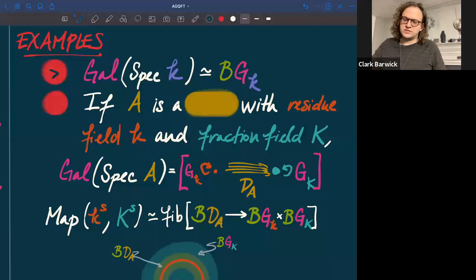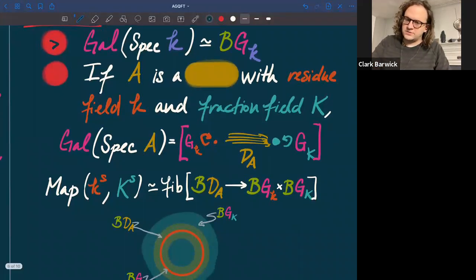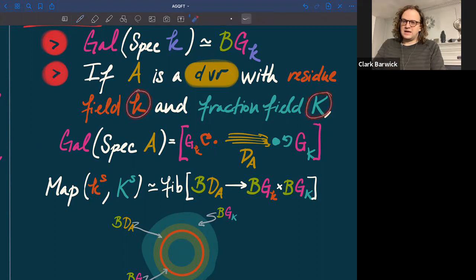But things are a lot more interesting if I take a DVR. So if I take a DVR, A, with residue field little k and fraction field big K, then this Galois category is actually a lot more interesting. So up to isomorphism, it has two objects, this one and this one. This is the closed point and this is the open point of my DVR. The automorphisms of the closed point are given by the absolute Galois group of little k, and the automorphisms of the big point are given by the absolute Galois group of big K.